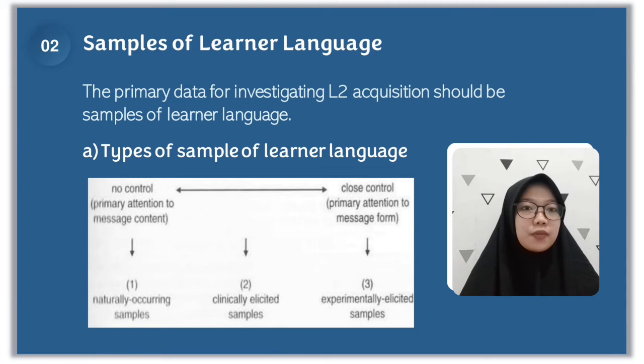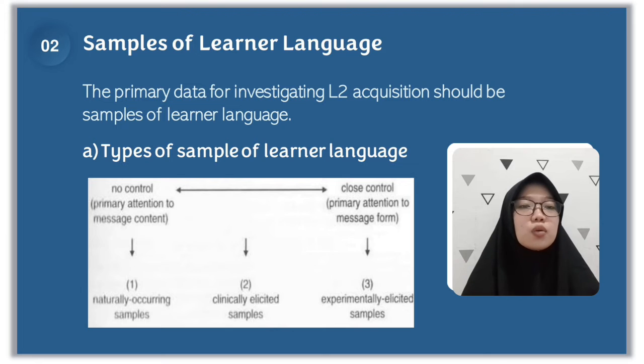Alright, the second type of data is samples of learner language. So the primary data for investigating second language acquisition should be samples of learner language. Ultimately, what learners know is best reflected in their comprehension of input and in the language they produce. And learner production is inherently variable. This variability is evident in a number of different ways.